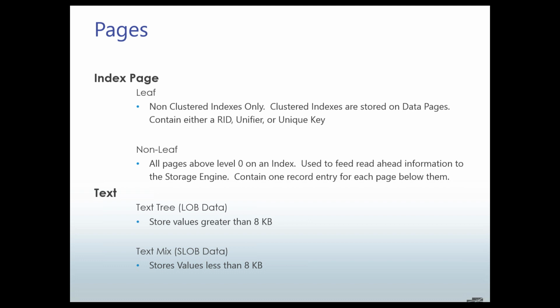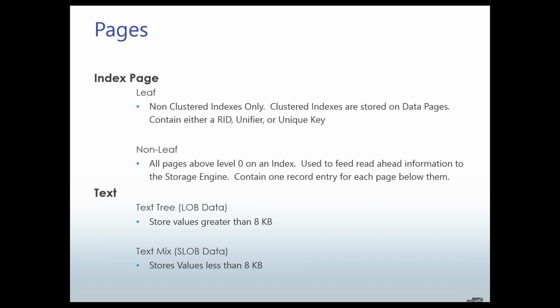In a non-clustered index, every single page will be an index page. A non-clustered index will have leaf pages down at the very bottom, the 0 level of an index. This is going to be where the actual data for a non-clustered index is stored. If you put any include columns on the leaf level of your pages, those will be on index pages for your non-clustered indexes. Any non-leaf level pages would be our intermediate level and also our root level for indexes, all pages that are above level 0 essentially.